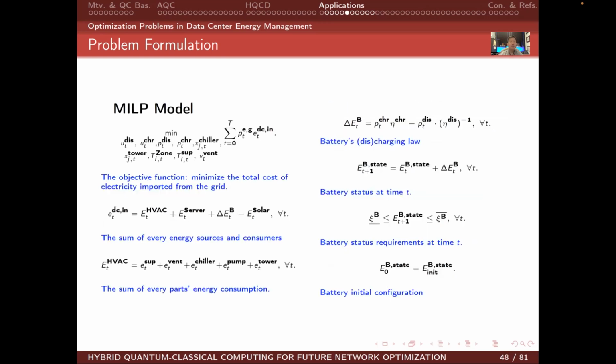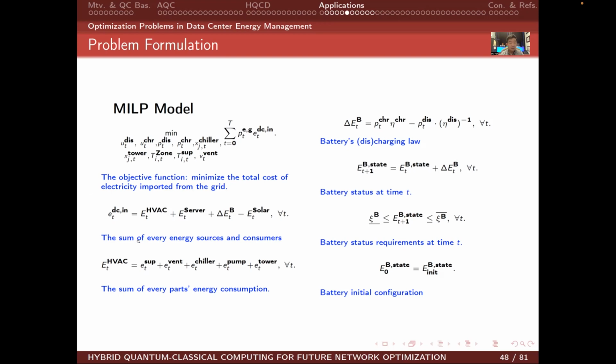So we formulate the mixed integer linear programming problem, and we minimize under those continuous and integer variables the objective function. The objective function is to minimize the total cost for the electricity imported from the grid, so that we can reduce the power consumption and also the cost, as well as be greener and reduce carbon dioxide.